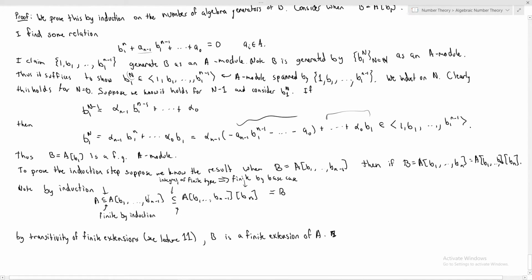To prove the result when you have many generators, you just break it up into a bunch of extensions, each of which is one generator over the last, and then by induction, essentially, each of these extensions is finite, and then by transitivity of finite extensions, the whole big extension is finite.